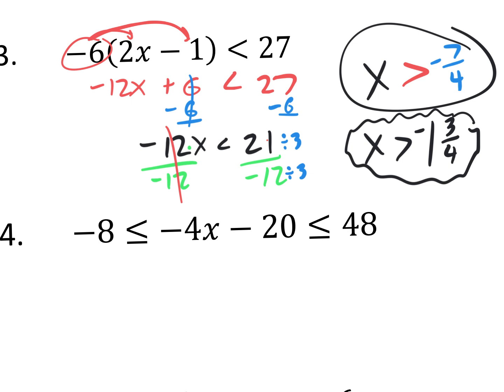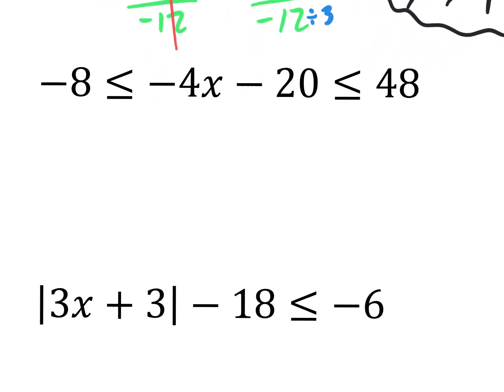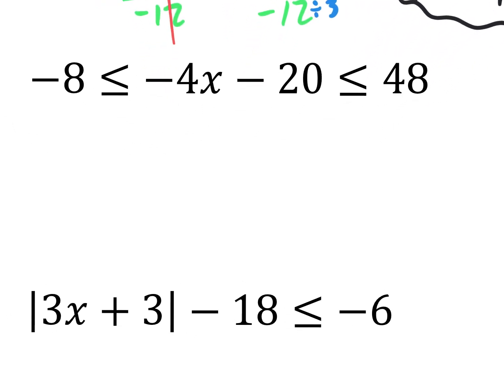Moving on to number 4, this is a compound inequality. And if you know how to solve a regular inequality, then you know how to solve this one. So like right here, what are the 2 steps to solve it? What would you do? Add 20. And then after you add 20 to both sides, what would you do? Divide by -4, right? And that's exactly what you're going to do.